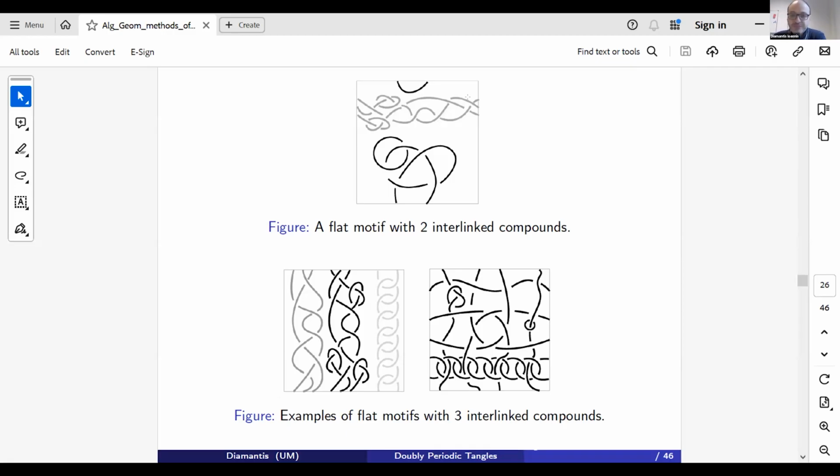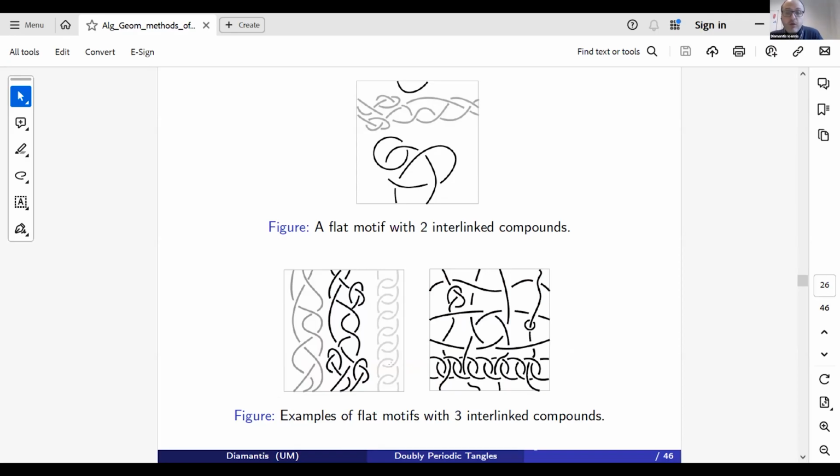form invariants. And the last two figures, you can see examples of flat motifs with 3 interlinked compounds. So you can see here we have this gray, this black, and this gray, which is also extremely interesting because it's the chain link, right? And here we have a monster. We have this small trefoil here as a second one. I'm sorry. And we also have this chain link here. So 3 compounds. The rest is an interlinked compound on its own.